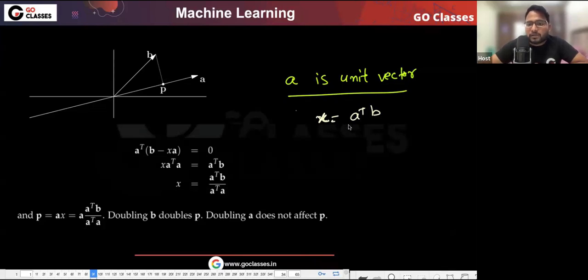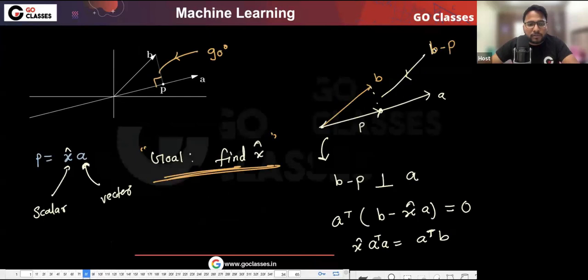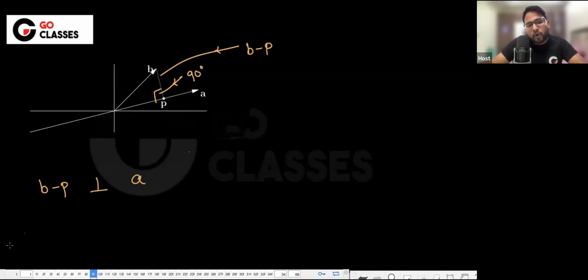I think some of you are having doubts, so let's quickly do it. Can you take pen and paper and try to do it on your own? Because I hope that's easy enough. So see here, this is B, this is A. This angle is 90 degrees. This vector is B minus P. You just need to apply that B minus P is perpendicular to A, which means the dot product of both of them is 0. And P is nothing but some scalar into A.